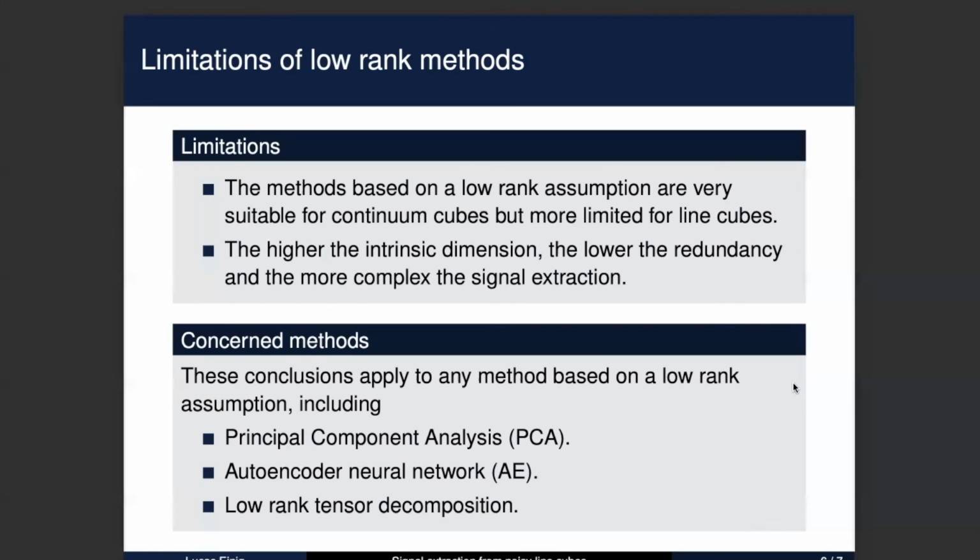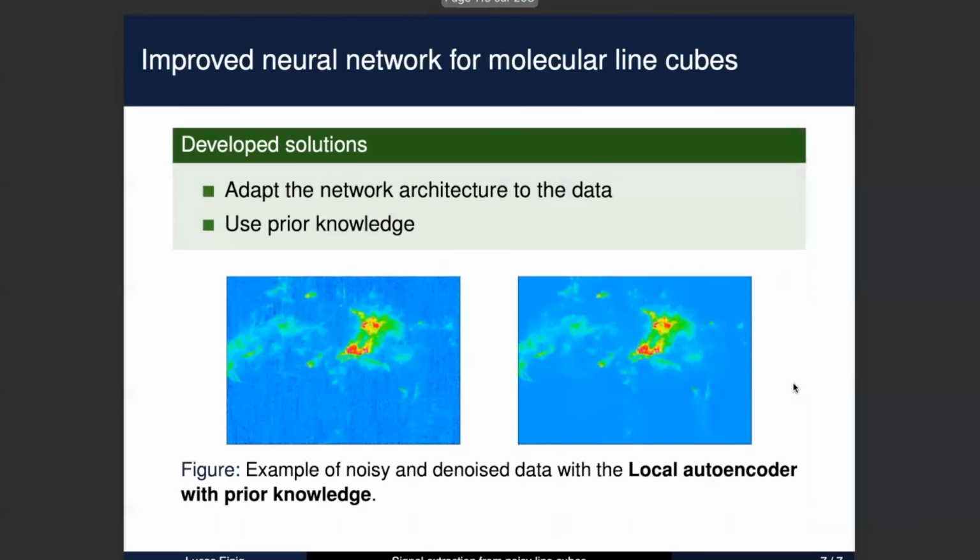And what we'll do is like a pact with the devil, because we'll try to sacrifice a little bit of signal fidelity in order to decrease the maximum of noise. And so we can, just in a nutshell, develop, for instance, 2 solutions. The first one is to adapt the network architecture to the data in order to fit what is really a line cube, and very different from continuum cubes. And the second one is to use prior knowledge in order to help the neural network to encode this signal.